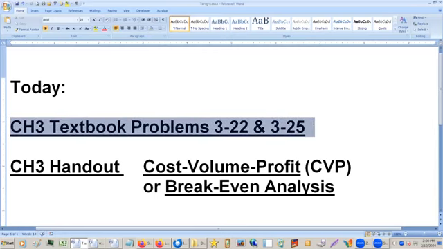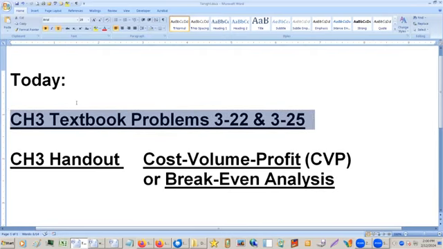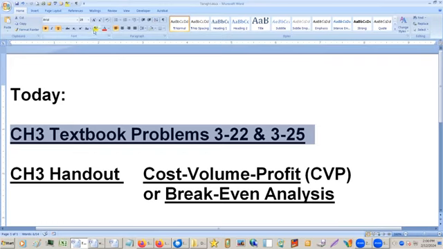things. We're going to do some textbook problems. These are basically kind of recapping what we already did, but they're a little bit different format. So we'll have a little bit of learning going on there. And then we'll go back into the handout, the Chapter 3 handout.